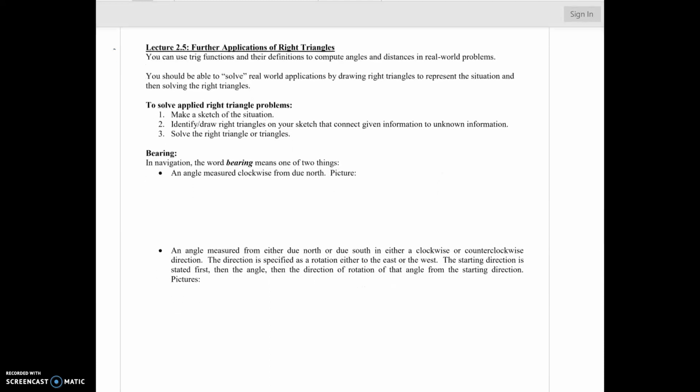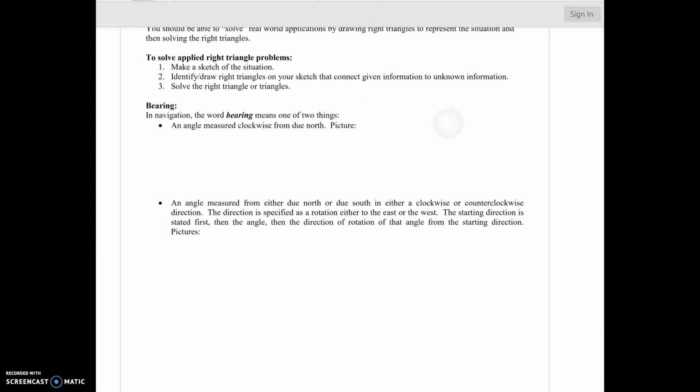All right, so first, bearing. In navigation, the word bearing means one of two things. First, the angle measured clockwise from due north. So if that's north, that is 110 degrees. We're having a bearing of 110 degrees right here.